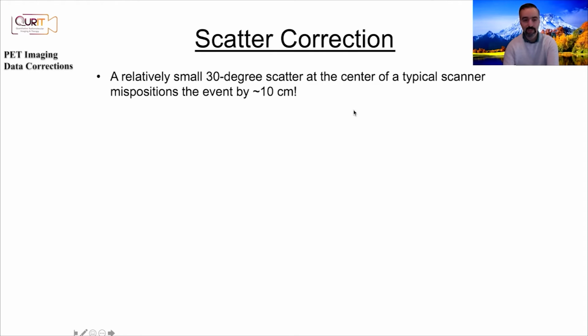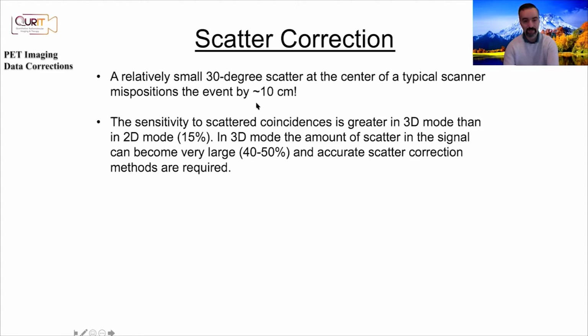And so here what you see is a small, let's say 30-degree scatter at the center of a typical scatter mispositions the event by 10 centimeters. And scattering is even more in the 3D acquisition mode, which we talked about before, when the septa are removed, compared to this older way of doing PET imaging, 2D acquisition, which used to only give us maybe 15% scatter. Now in 3D, we're getting 40, 50% scatter. So scattering has become more, so it becomes even more important to correct for it.